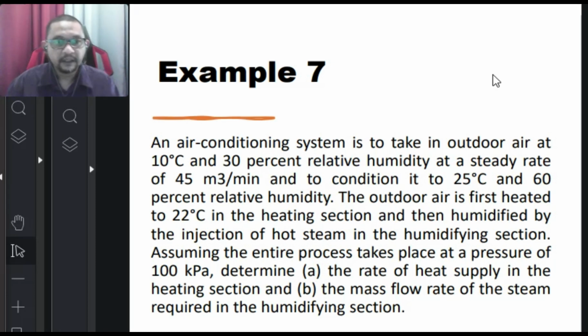Okay, so to solve this, firstly, outdoor air is first heated and then humidified by steam injection. This is how it comes for the solution. The rate of heat transfer and also the mass flow rate of the steam are to be determined.